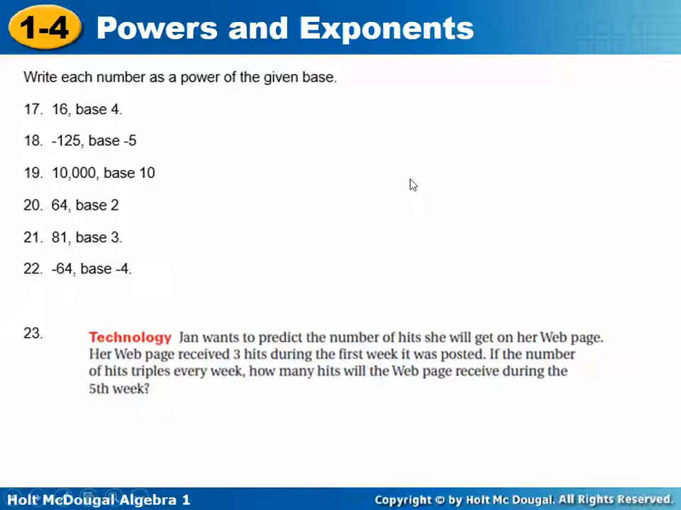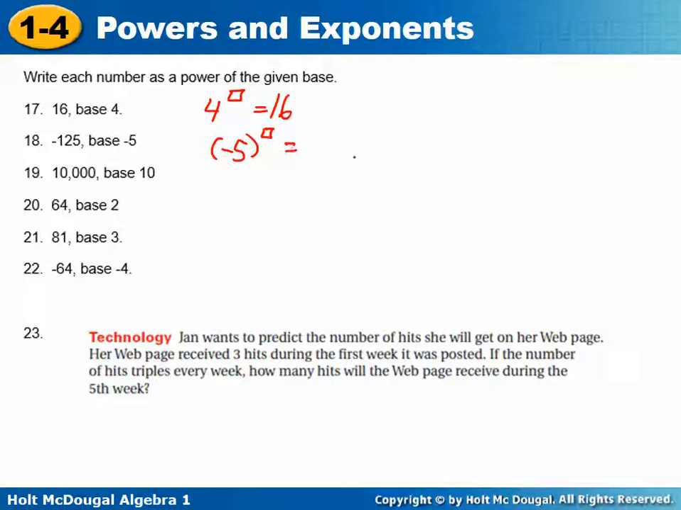Okay, on your worksheet, you're going to do some of these same problems. So remember that this is the number, and you just have to figure out what the exponent is that would equal 16. So that one's pretty easy. Let's look at number 18. The base is -5. Put it in parentheses.